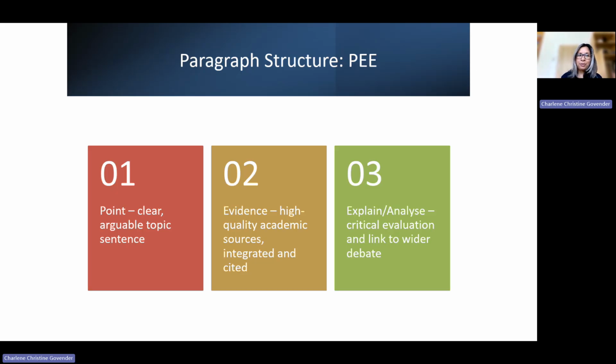Number one, it will have your point. It's going to be clear, easy to understand, and it's going to have an arguable topic sentence. Now, your topic sentence, of course, is the first sentence of your paragraph. And following that, the E is evidence, and that's high quality academic sources.